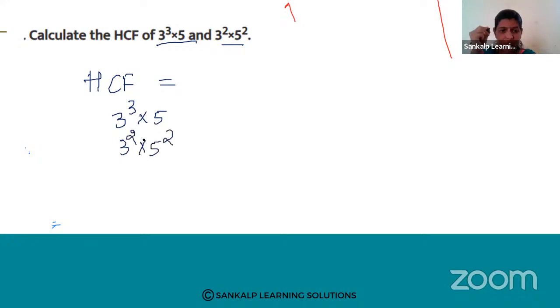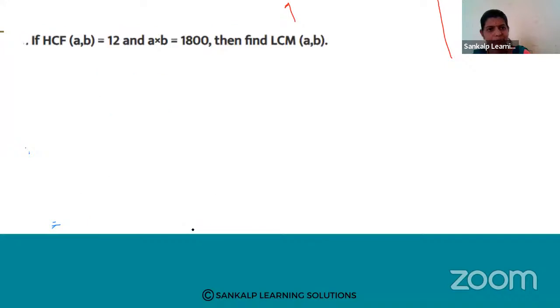So to find the HCF, what we are going to observe is which one is common. Here 3 raised to 3 is there, here 3 square is there. That means 3 raised to 2 is common. Here 5 is there, here 5 raised to 2 is there, so 5 is common. That means 9 into 5, 9 5s are 45, right? So this is our HCF.